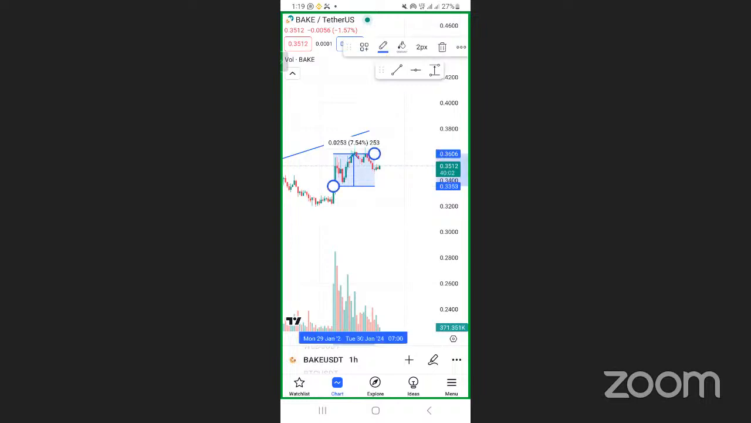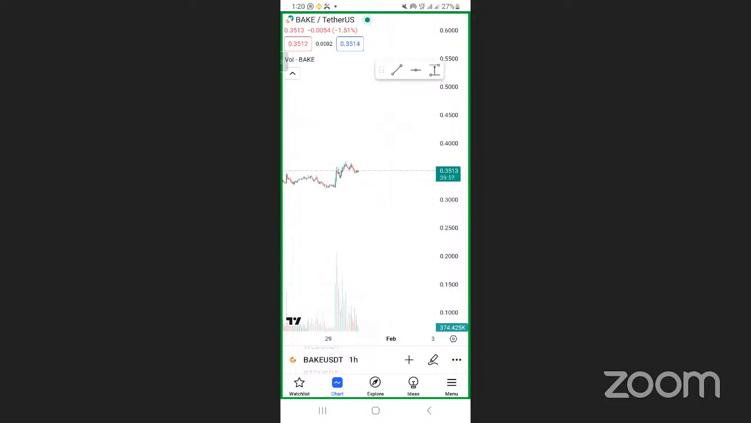Just identify the trend and you know what to do. You get it? Our goal is to buy low and sell high. So every time you see the coin has gone low, you buy. Every time you see it has gone up, you sell. So BECK is still a good coin to trade.